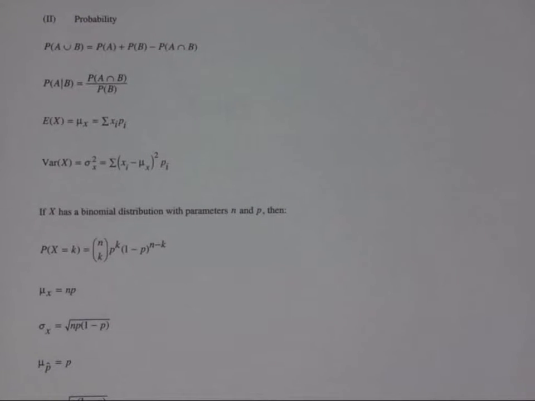We will now do the second part of our probability review. This one deals with random variables. We've got two kinds of random variables, discrete and continuous.